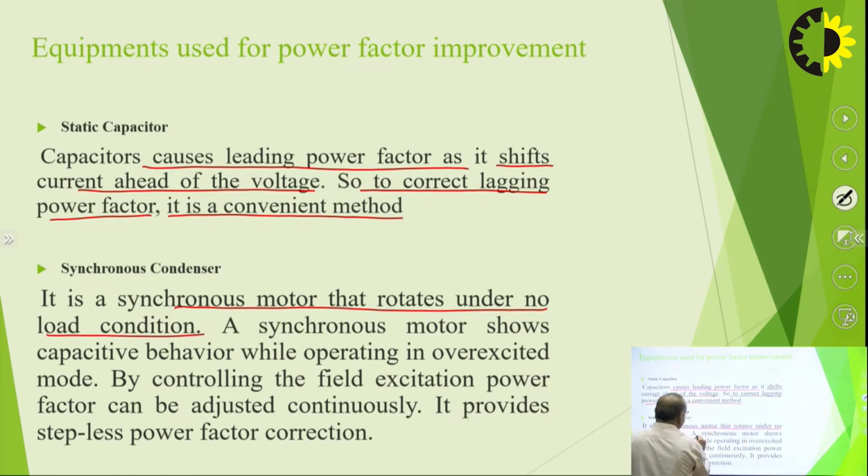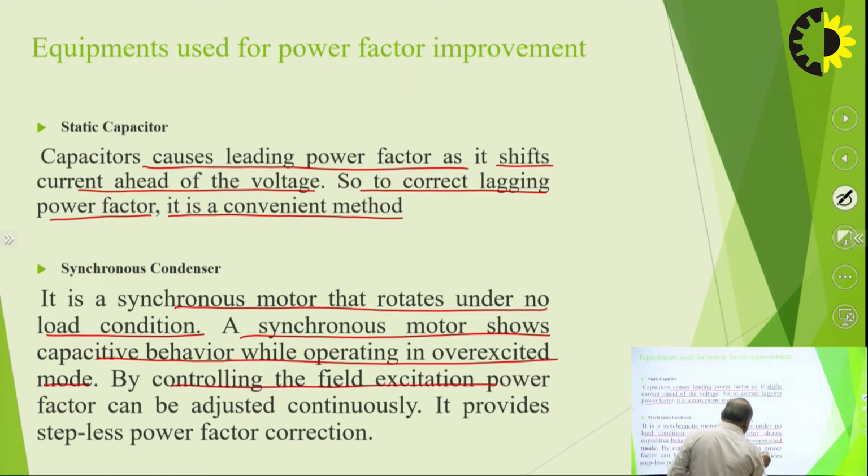A synchronous motor shows capacitive behavior while operating in overexcited mode, or leading power factor mode as we also call it. By controlling the field excitation, power factor can be adjusted continuously. That is the advantage associated with this, and it provides stepless power factor correction.